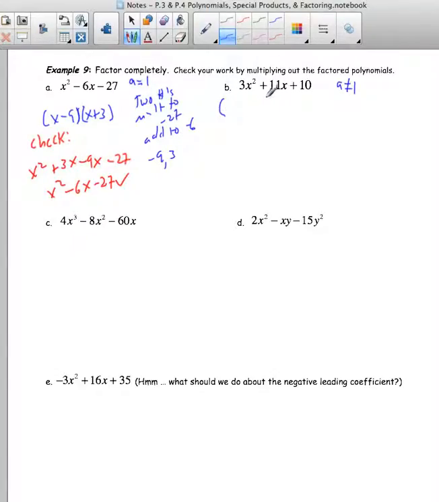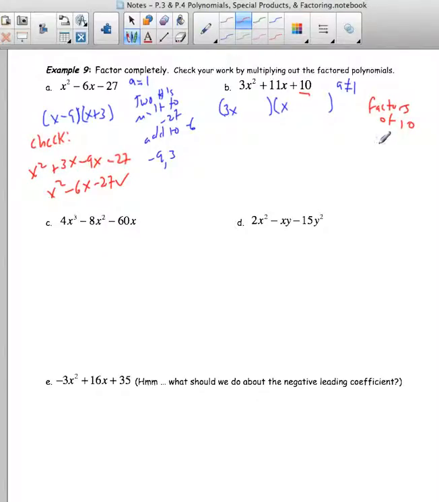So in guess and check, we know that we're going to have two binomials. The first two terms have to multiply to 3x squared, so I don't have any other choice but to put 3x and x. The last two terms have to multiply to positive 10. So I want factors of 10.